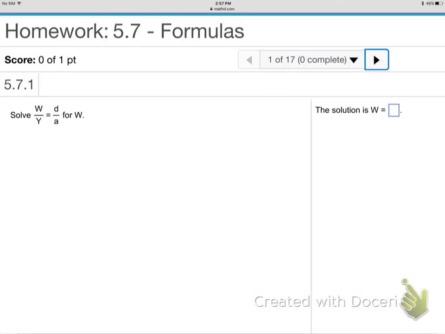Okay, so there it is. So we have W over Y is D over A. And so, yeah, this section really is the same old things we've been doing. No word problems. That's it for the word problems. That's, in fact, all the word problems that will be on the next test, but no more.